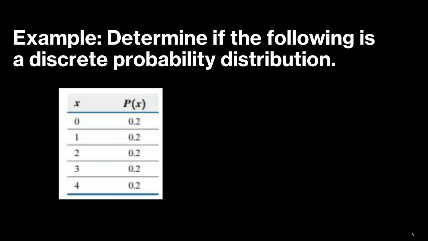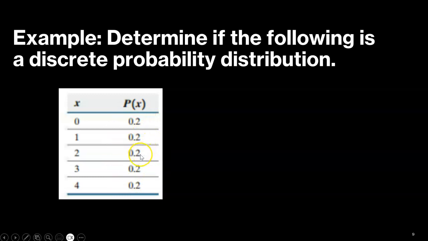Let's look at another example. Determine if the following is a discrete probability distribution. So these are all of my outcomes, 0, 1, 2, 3, and 4. And this is the probability of each, 0.2, all of them have the same probability. All of the probabilities are between 0 and 1, so that rule is met. The second rule we will need to test is, do these add up to 1?